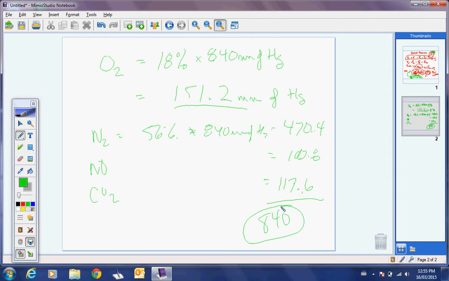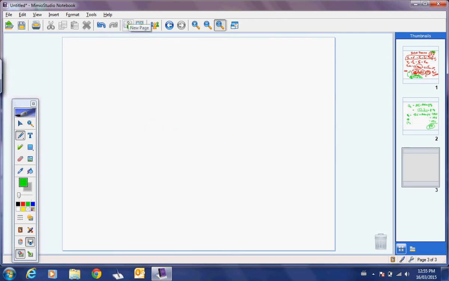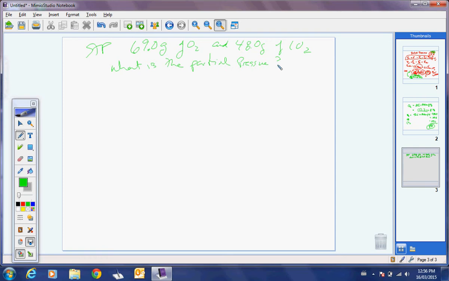And then they've got a conversion to kilopascals there, but you don't need to worry about that. Okay. Question number two, a little bit harder. A sample of gas at STP was known to contain 69.0 grams of O2 and 48.0 grams of CO2. What was the partial pressure of each gas? Okay, so the first thing I have to do, I'm aiming for percentages here. I've got mass. I'm going to have to go from mass to moles to moles divided by total moles to eventually get my percentage. That's where I'm headed.